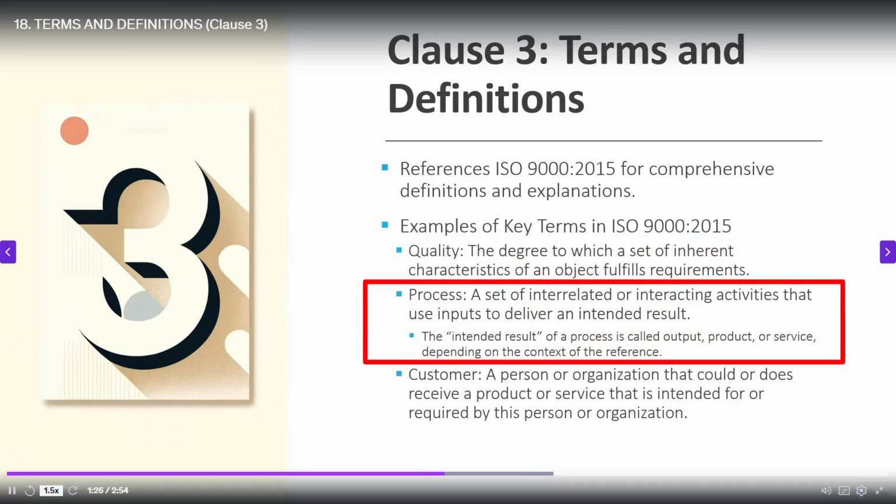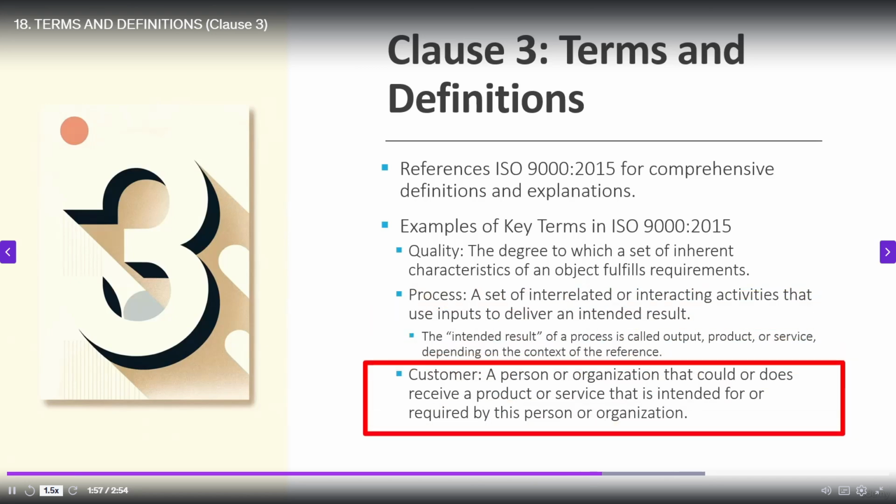The process, which is defined as a set of interrelated or interacting activities that use inputs to deliver an intended result. And when the standard says intended result, this could mean the output, the product, or the service which is being produced, depending on the context. So this is process, and we did talk about process approach in the first section where we looked at some basic concepts. The customer is defined as a person or the organization that could or does receive a product or service that is intended for or required by this person or organization.